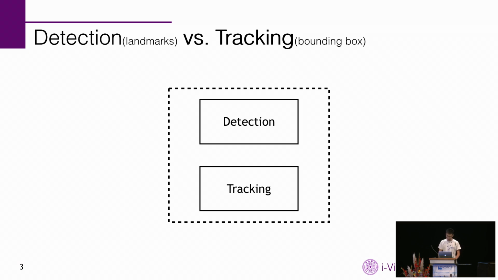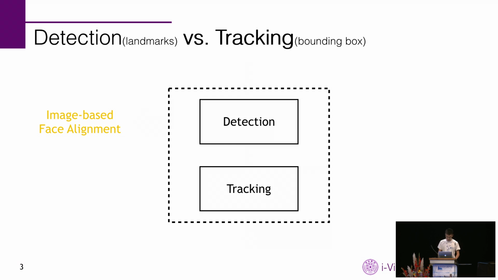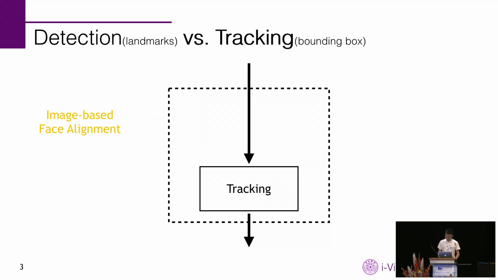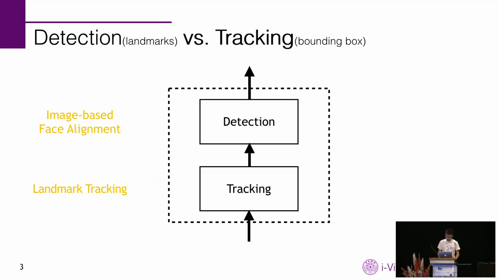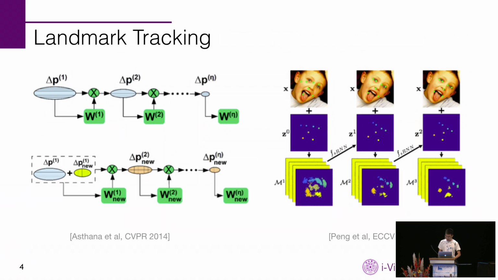So there are the following combinations of these two basic approaches. For pure detection, which means detecting the landmarks per frame, that equals image-based face alignment. For pure tracking, this refers to the landmark tracking methods. For first tracking, then detection, this refers to the tracking by detection methods. And there remains the first detection, then tracking methods. Here, let's review the landmark tracking, tracking by detection, and first detection, then tracking methods in detail.